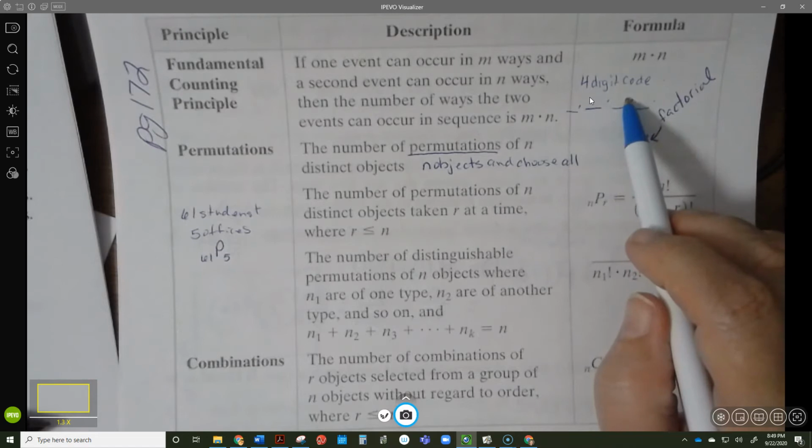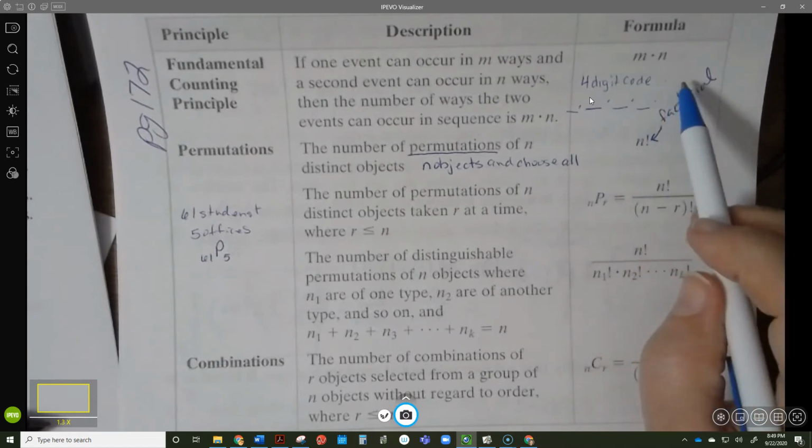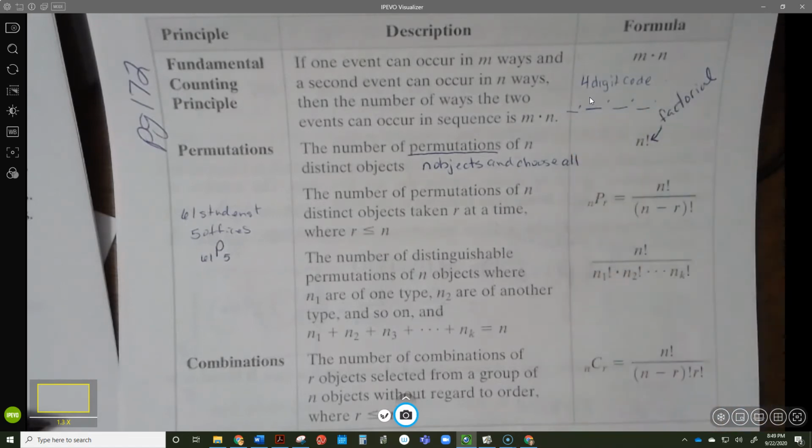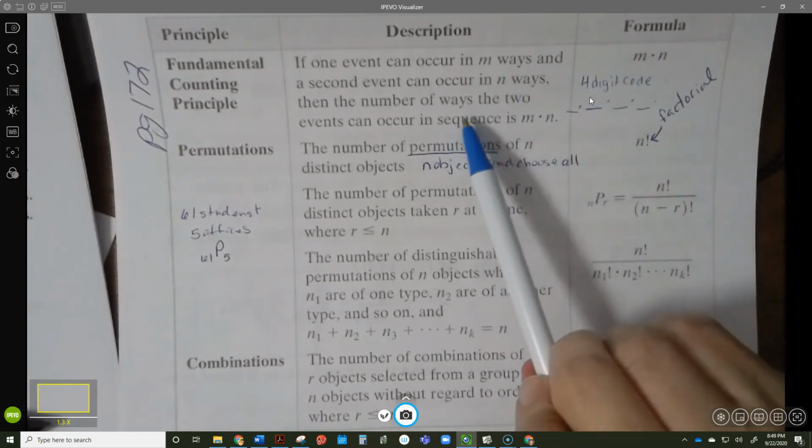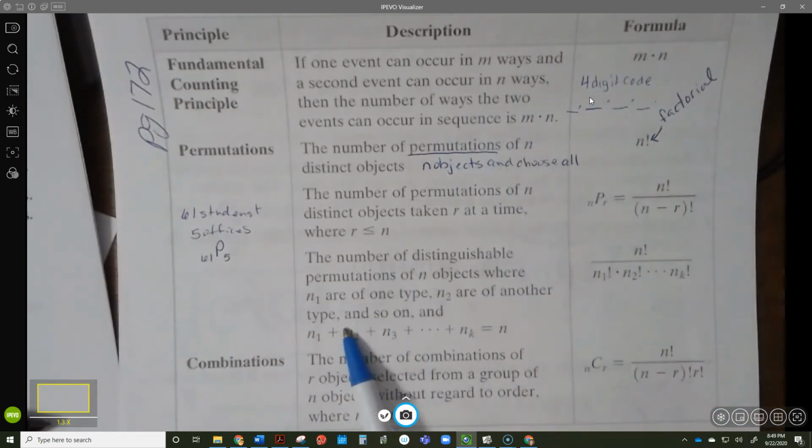The number of meal deals you can get if you go to Subway. Those are all the license plate. How many license plates can you make? Those are all examples of the fundamental counting principle.